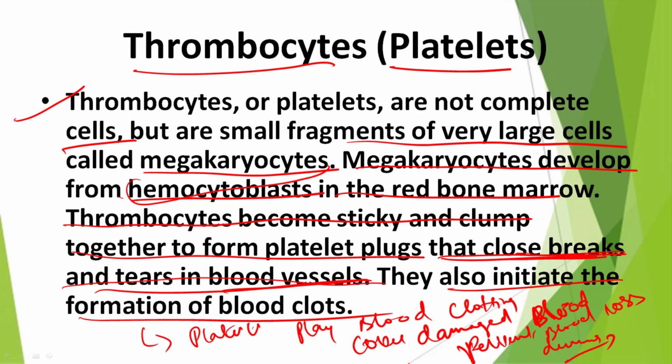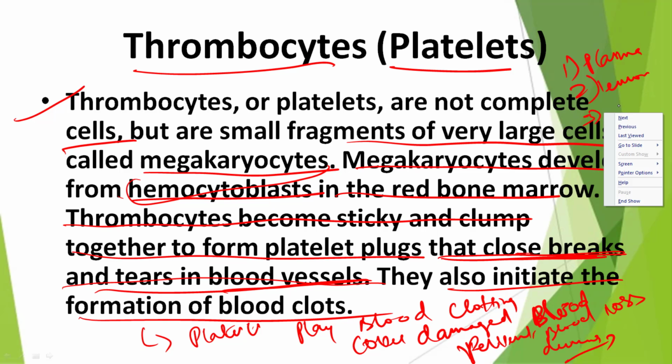These are the main components of blood. One is plasma, two leukocytes, three erythrocytes, and four thrombocytes. These are the main components of blood.